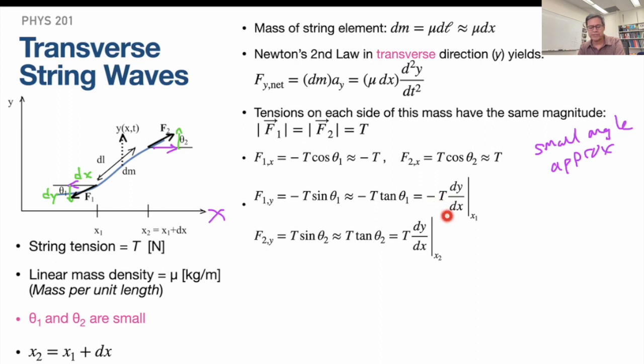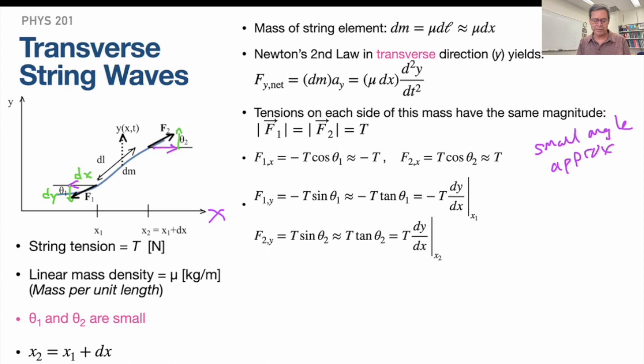But that's minus T times the slope, this derivative dy/dx. You see that? And dy/dx is the derivative of this shape, whatever shape this traveling string wave will have, but it's going to be evaluated at position x1, the left side of the element of string. So it's the slope dy/dx evaluated at x1 times the tension, and then with a negative sign because it's pulling down in the y direction. So that's F1 in the y direction.